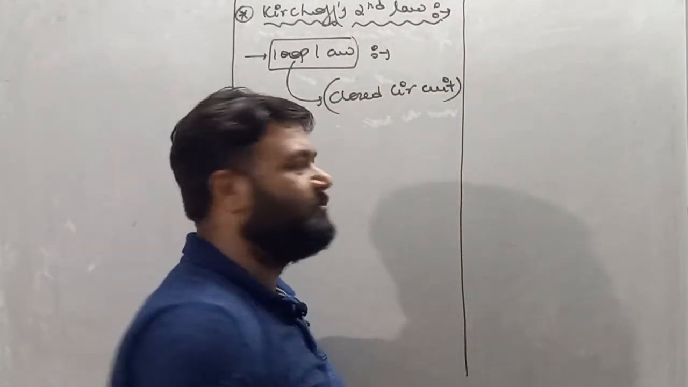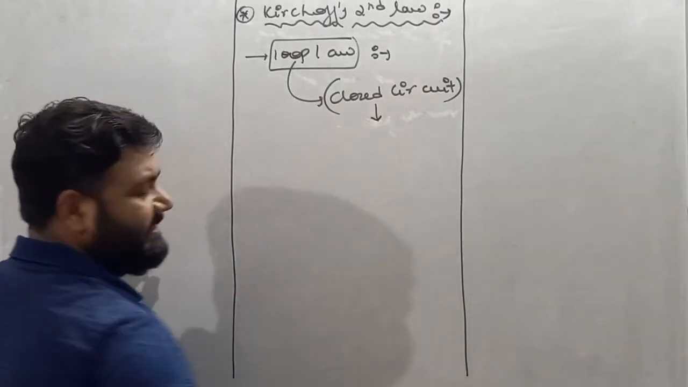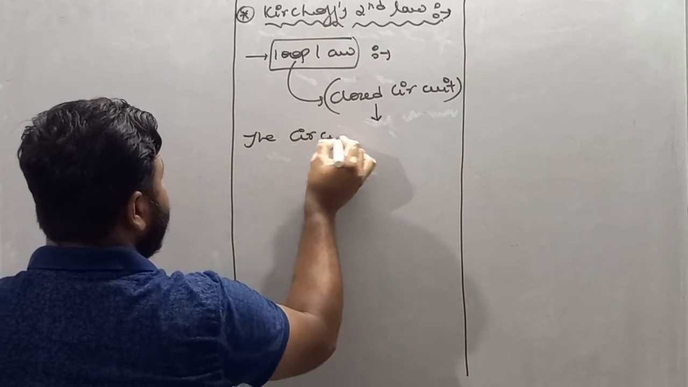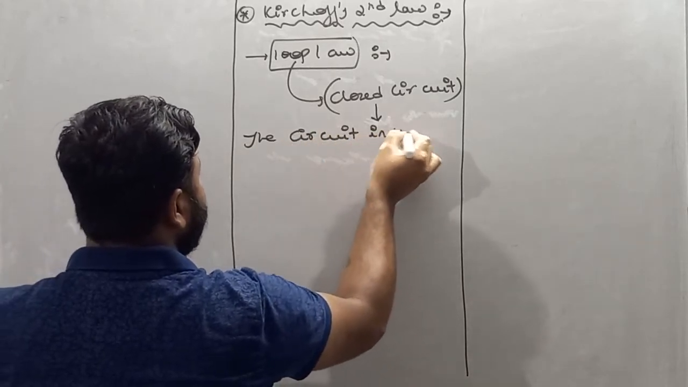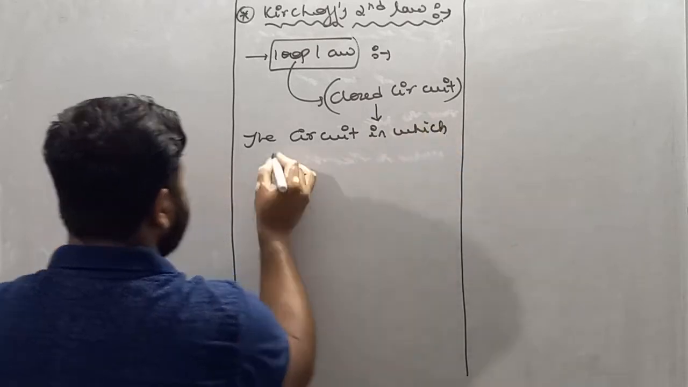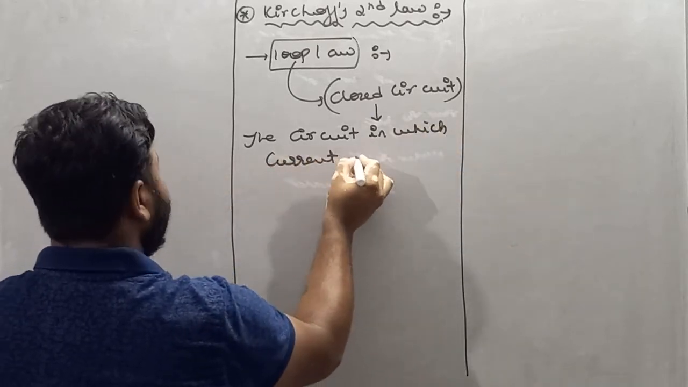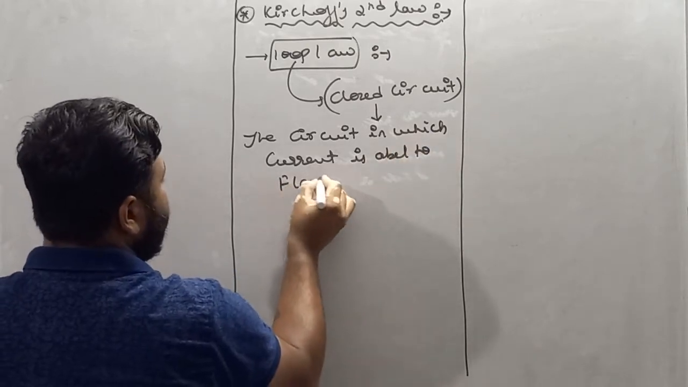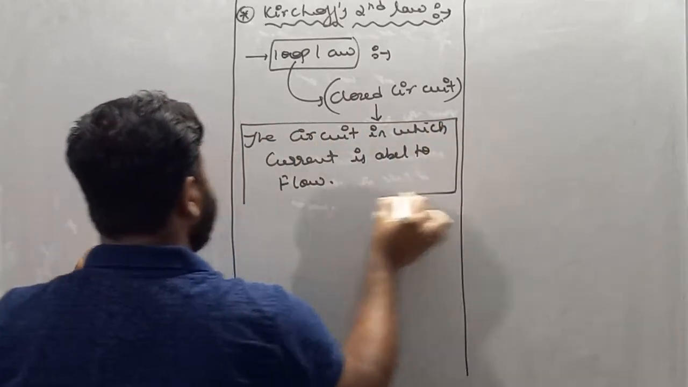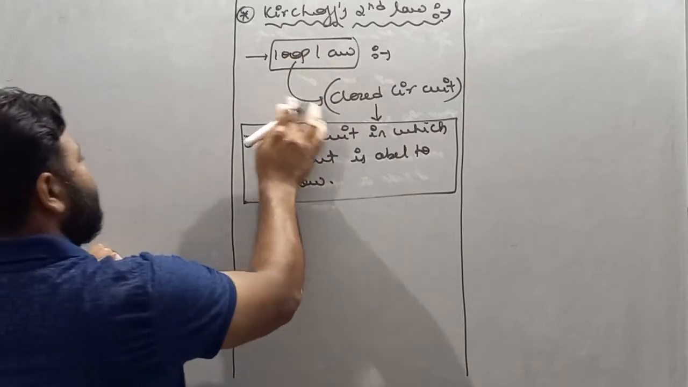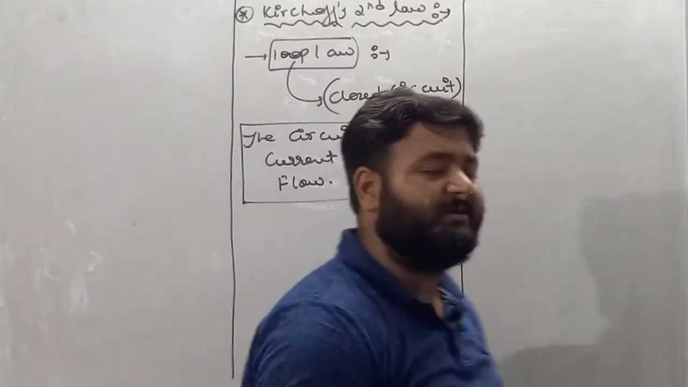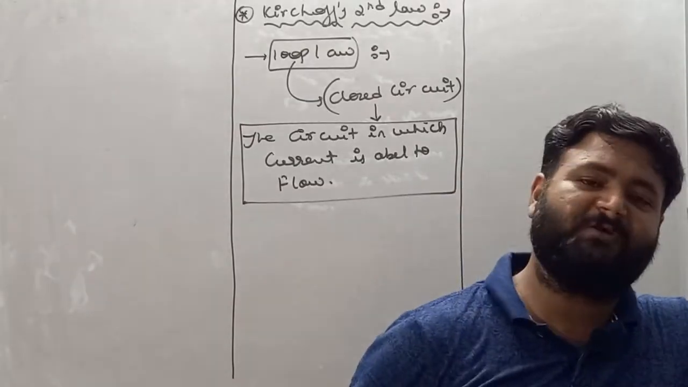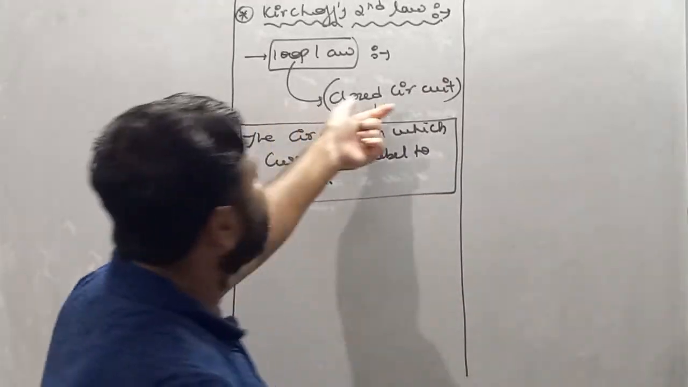And what is the meaning of closed circuit? The circuit in which current is capable to flow. So I'll write: the circuit in which current is able to flow is called closed circuit, and closed circuit is also called loop. So basically Kirchhoff's second law is nothing but the loop law as well, my dear student. And what actually is a loop? Loop is nothing but a closed circuit.